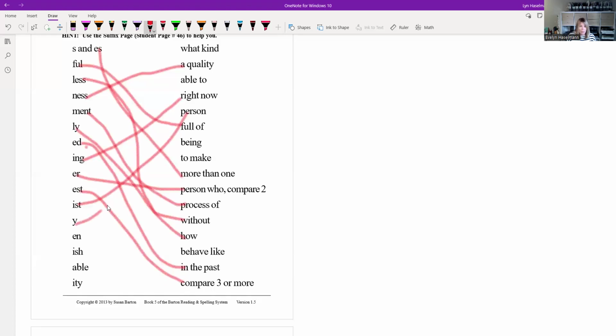Suffix E or Y means what kind. EN means to make. Ish means behave like. Able means able to. And ity means being whatever the base word is.